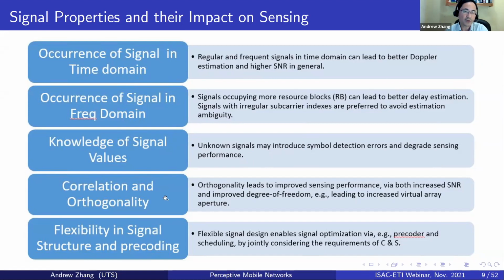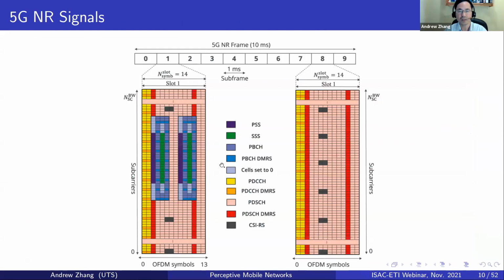Correlation and orthogonality are also very important, because ideally for sensing we require orthogonal signals. According to the theorem of MIMO radar, orthogonality can lead to extension of a virtual array with a larger aperture. So orthogonality is a desired feature for sensing signals in particular. We also expect flexibility in the signal structure and the precoding, so that we can optimize the signal by considering both the communication and the radar performance. So we have quickly discussed the properties that are desired for sensing, and then we can refer to the 5G NR signals to see what kind of signals are good for sensing.